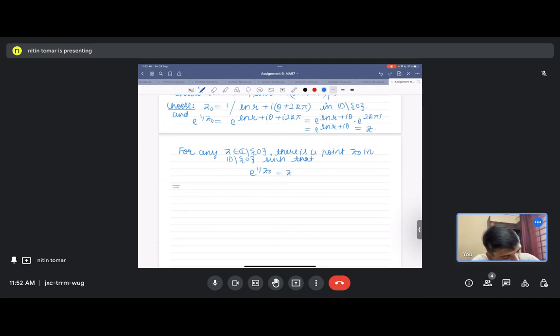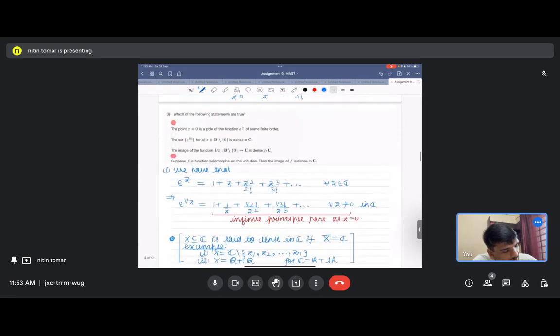So what does it show? That the range set of e power 1 by z, this function, is nothing but c minus 0, right? Yes or no? Okay, I am receiving a response. So is this a dense set? This is dense, right? Which is dense in C. So this option is correct.